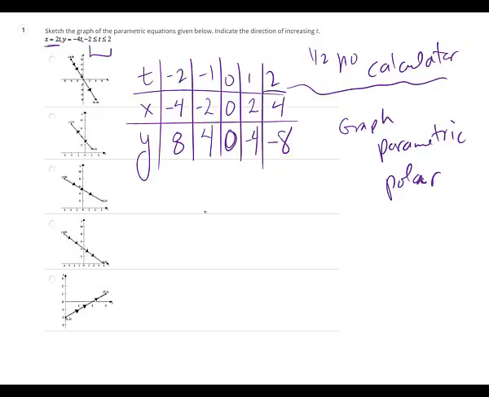Let's graph this thing now. So we've got to go -4, positive 8. It would be something like that. Okay, -2, 4 would be there. 0, 0. 2, -4. And 4, I'll make the picture better on the test.